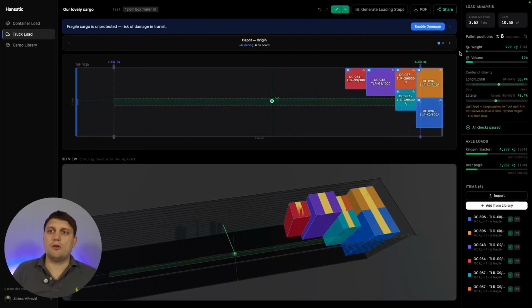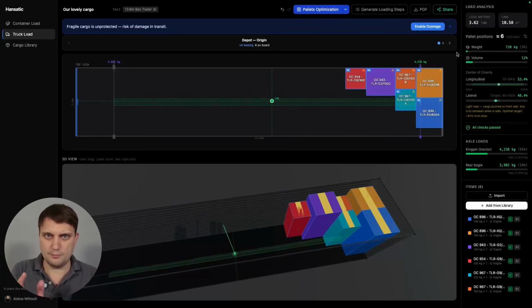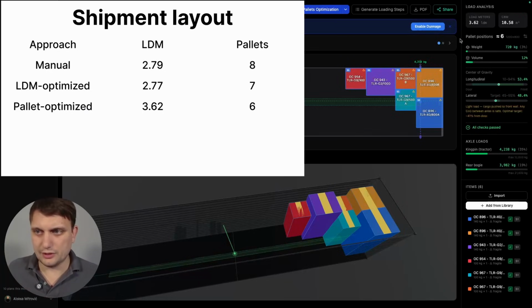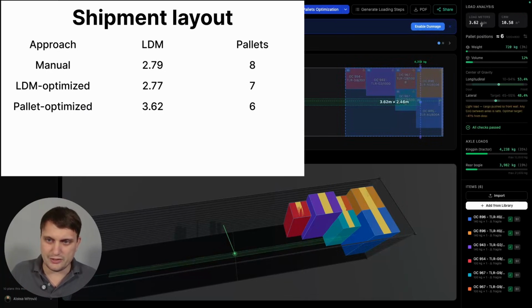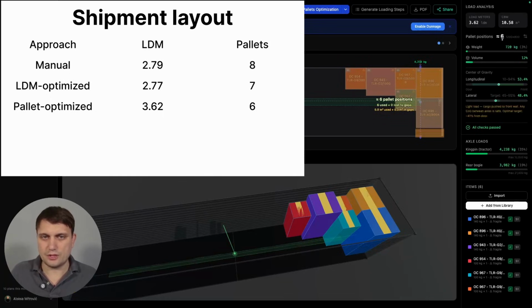Wow. So what happens here is a totally different story. Again, it's the same cargo, exactly the same dimensions, same weight, same destination, just the strategy is different. So we optimize towards minimizing the pallet slots. And what we do get is a totally different story. So we increased our load meters by close to 1 meter. However, we reduced the pallet slots occupied by 1.